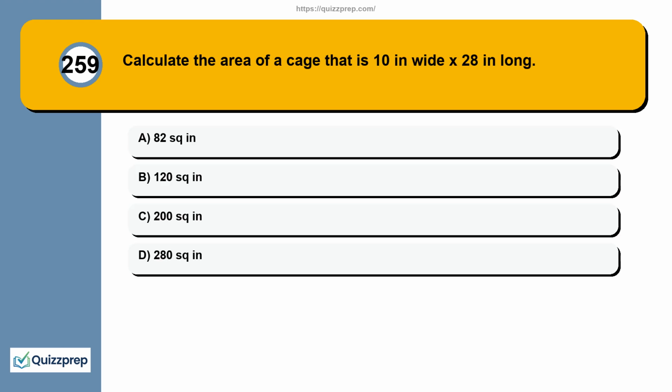Question 259. Calculate the area of a cage that is 10 in wide x 28 in long.